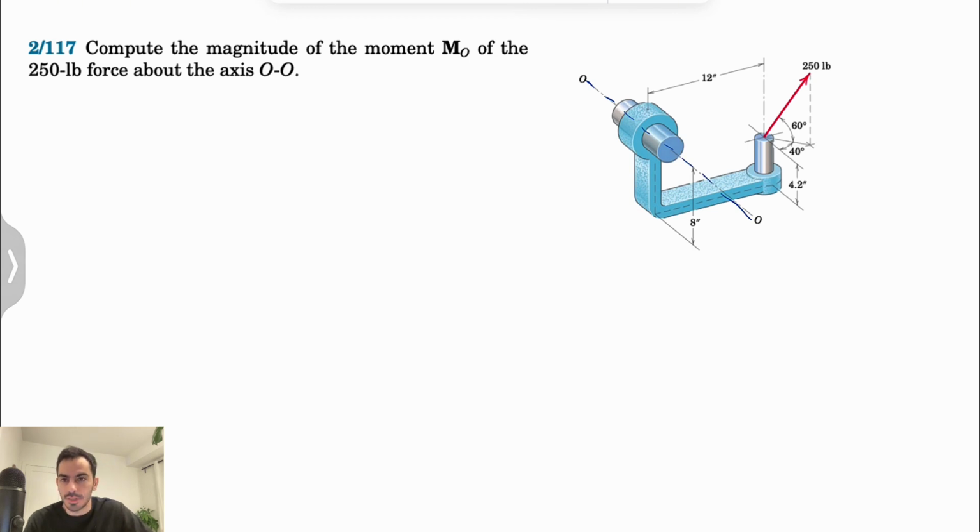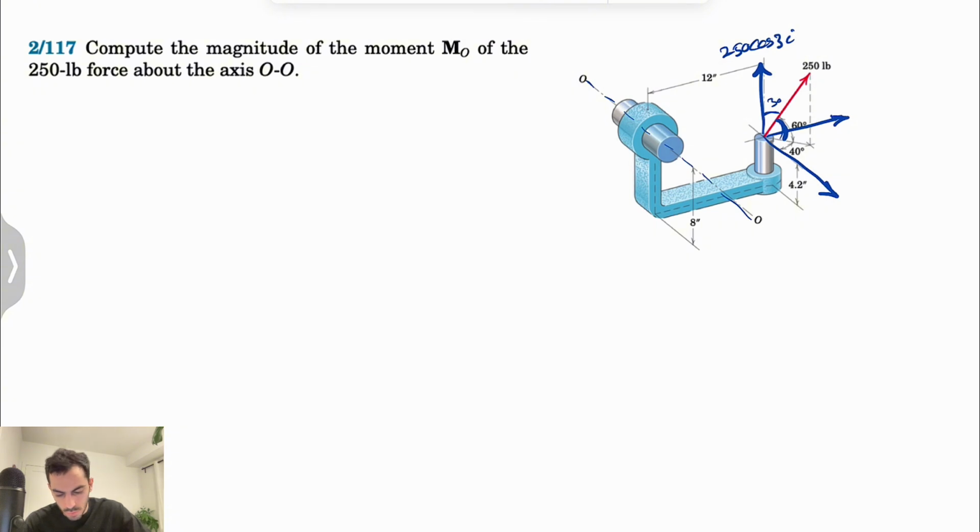The first step in here is that we're going to resolve this force into three different components. It's going to have one component in this direction. Since we are in 3D, these are the three components of this force if we resolve it in each of the axes that we have. I'm not going to name the axes because we don't need to. We know this angle right here is 60 degrees, so this angle would be 30 degrees. So this component in here would be 250 cosine of 30 degrees.